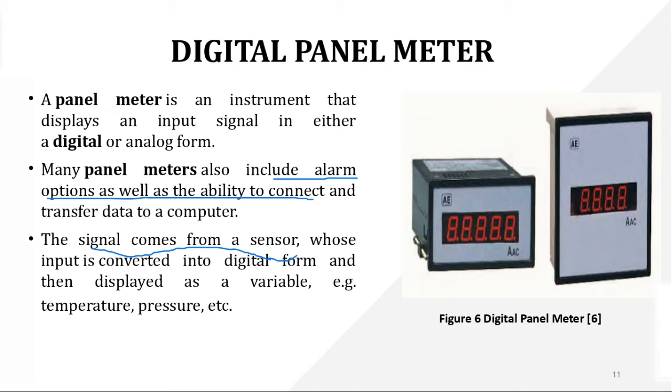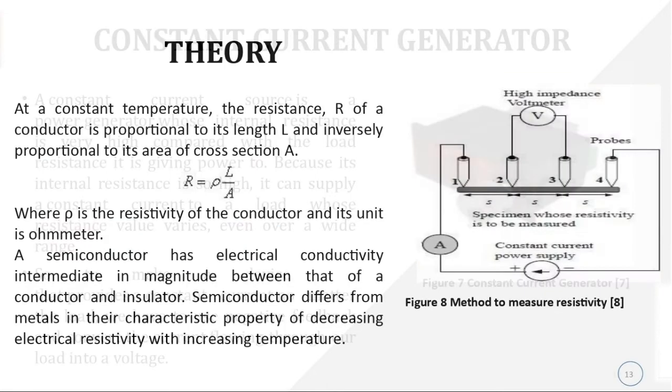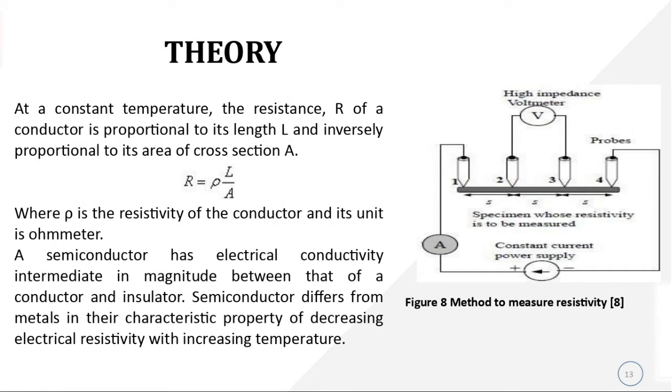In some kinds of meters, when a signal comes, it gives a beep sound and has alarm options. There are some panel meters like that, but here we are using the digital panel meters. So now, what is the theory behind this four probe experiment?